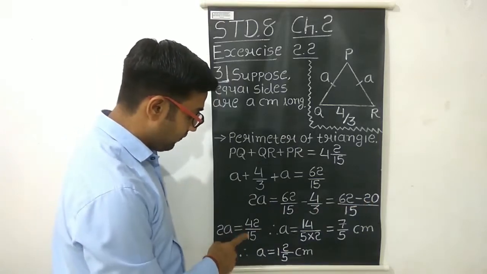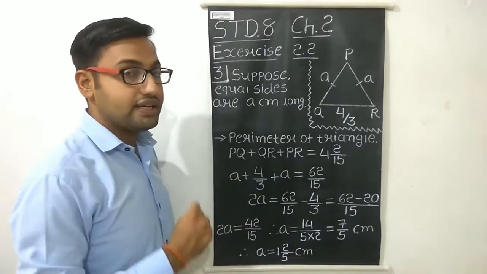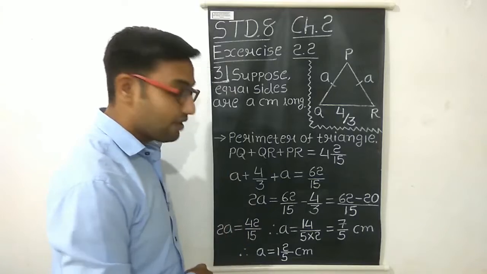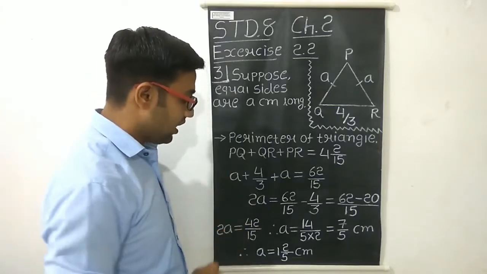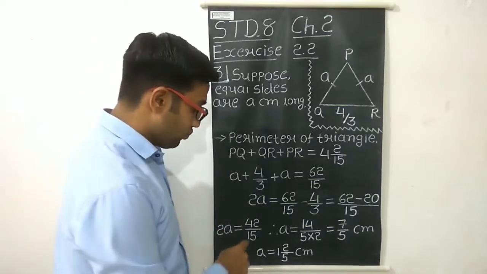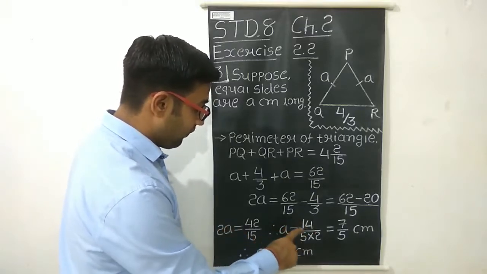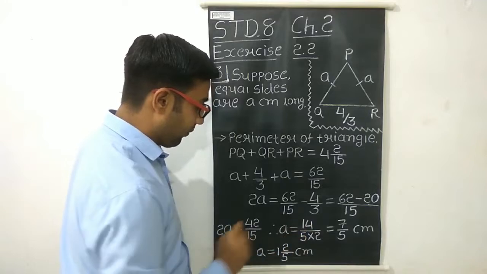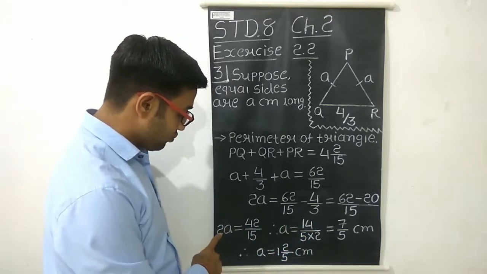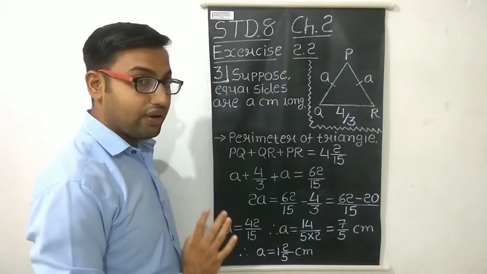Now you can notice that 15 and 42 have 3 as a common factor. 5 3s are 15 and 14 3s are 42. So by cancelling out the common factor, what will remain here is 14 upon 5. And we also need the value of a only.